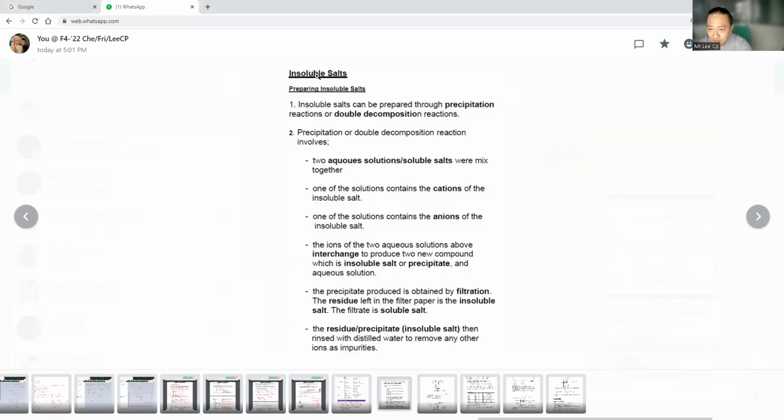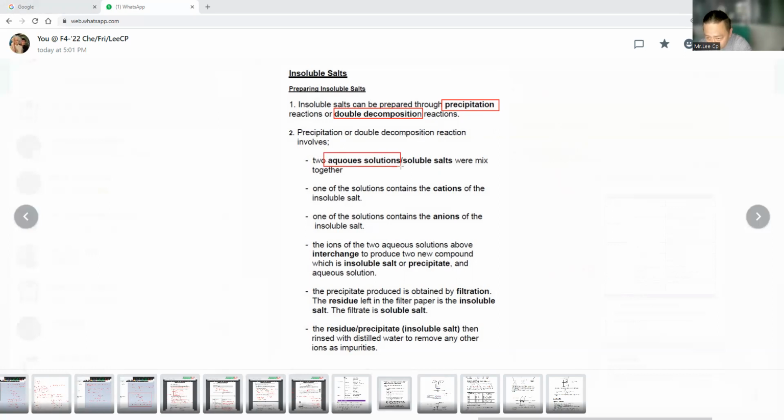Preparation of insoluble salt, we can use the precipitation reaction. Remember this one, this one is important. This is called the precipitation reaction. Or we can use another one, which we call double decomposition. So how to prepare by the precipitation or double decomposition reaction?